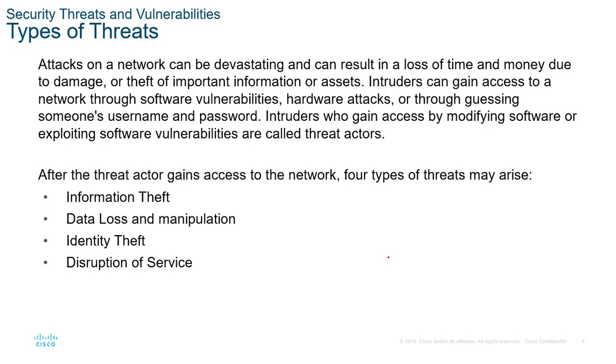Intruders can gain access to a network through software vulnerabilities, hardware attacks, or through guessing someone's username and password. Intruders who gain access by modifying software or exploiting software vulnerabilities are called threat actors. After a threat actor gains access to the network, four types of threats may arise: information theft, data loss and manipulation, identity theft, and disruption of service.